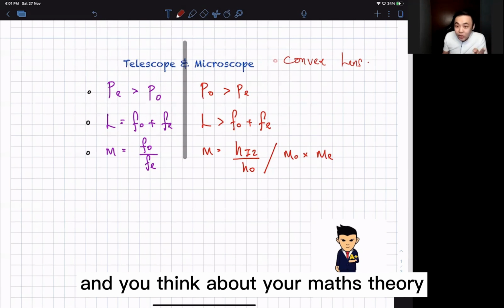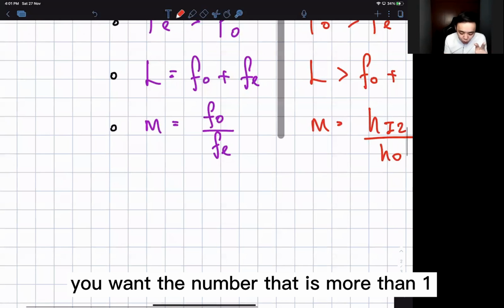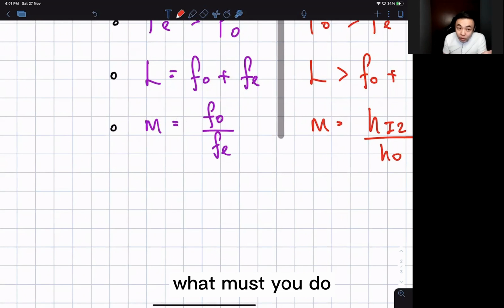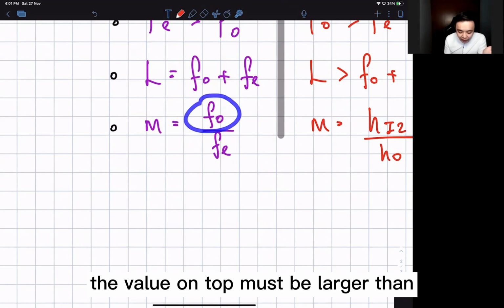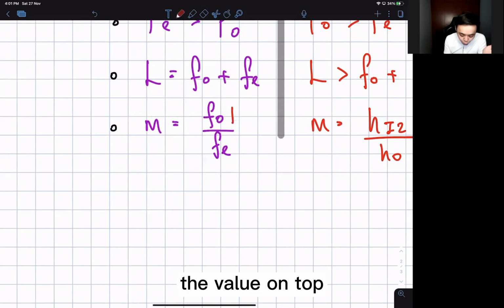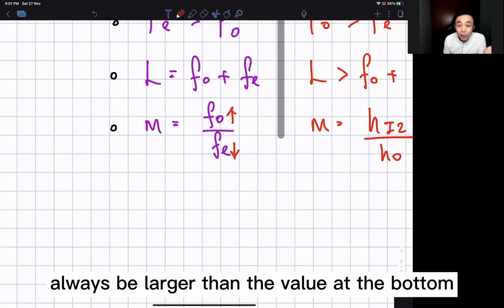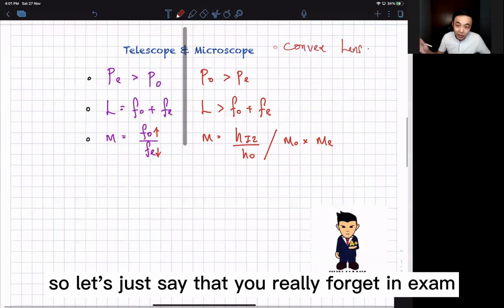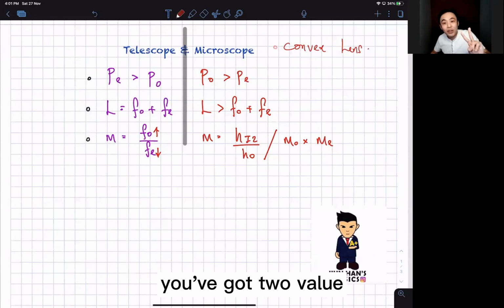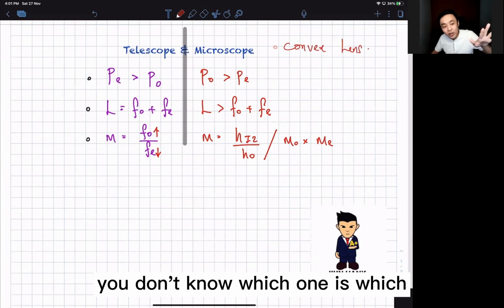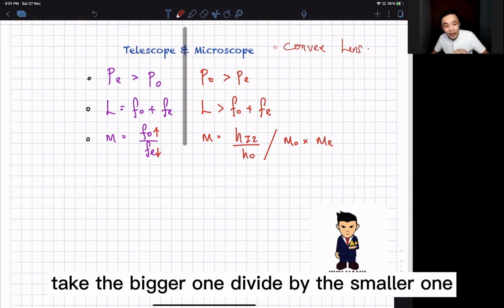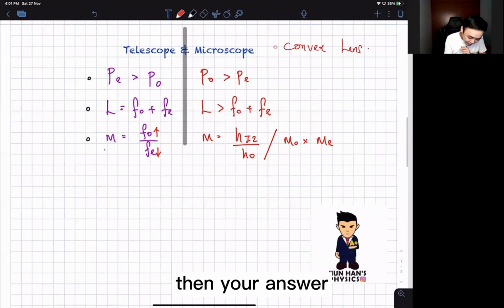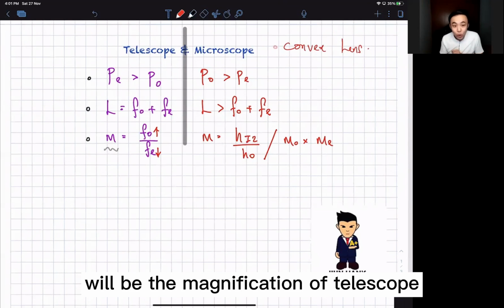And you think about your maths theory. You want a number that is more than 1, what must you do? The value on top must be larger than the value at the bottom. So let's say you really forget in the exam. You have 2 focal lengths, and you don't know which one is which. Take the bigger one, divide by the smaller one, and your answer will be the magnification of the telescope.